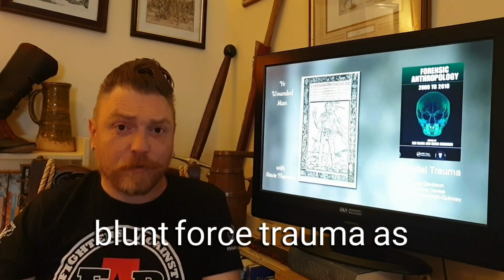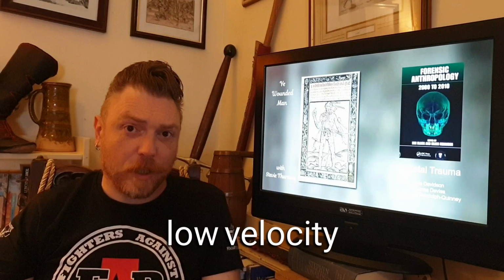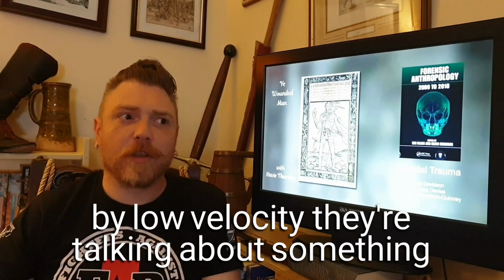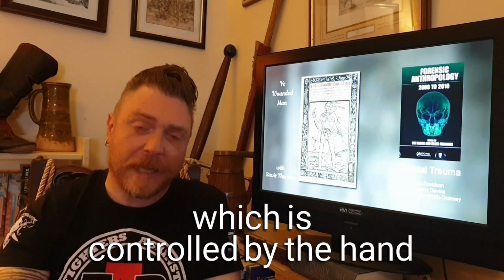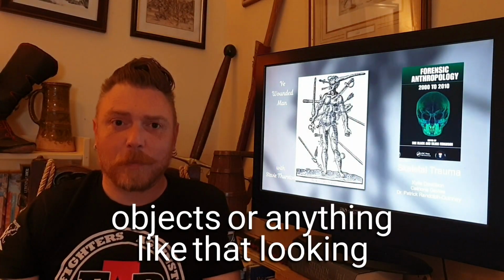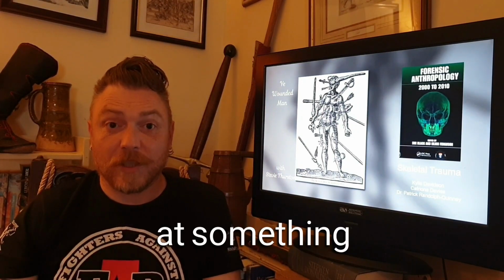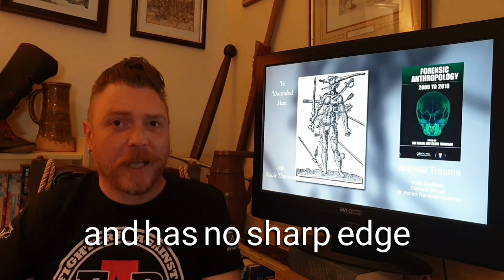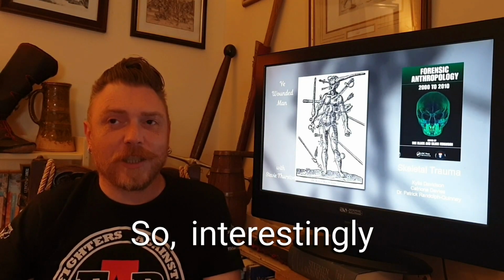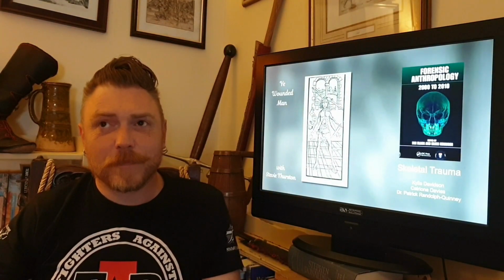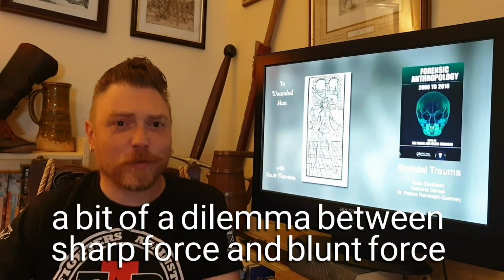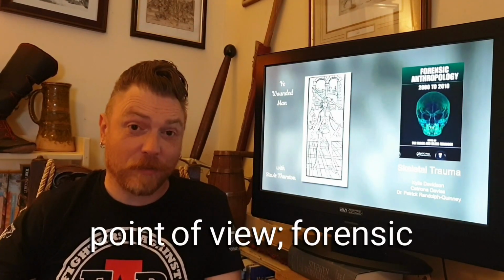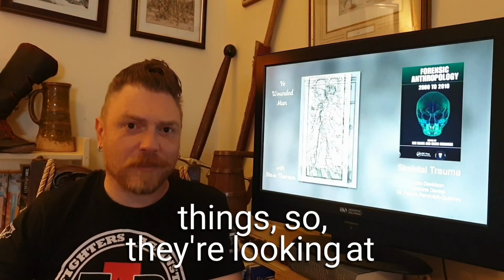So they define blunt force trauma as low velocity impacts of a large surfaced area weapon. By low velocity, they're talking about something which is controlled by the hand. It's not talking about projectiles or dropped objects or anything like that. They're looking at something that's relatively low velocity and has no sharp edge. So interesting, that gives us a bit of a dilemma between sharp force and blunt force for some of the medieval weaponry.